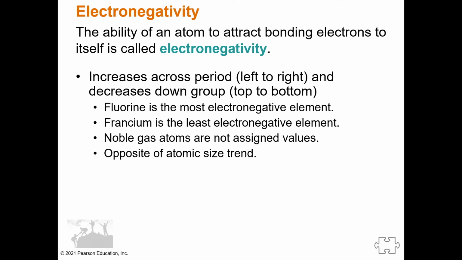Now make sure you memorize this trend here. When you go from left to right across the period in the periodic table, electronegativity is going to increase. When you go from top to bottom, electronegativity will decrease. So because of that, fluorine, which is found in the upper right-hand corner of the periodic table, that'll be our most electronegative element. Francium, on the other side, opposite corner, would be the least electronegative.